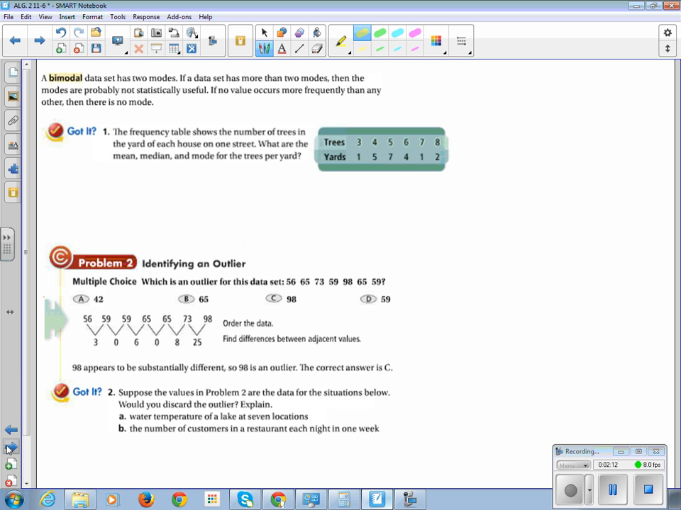Make sure you write down: a bimodal data set has two modes. If a data set has more than two modes, then the modes are probably not statistically useful. If no value occurs more frequently than any other, there is no mode. So it has to occur. If every data point occurs twice, no mode. So just something to keep your eye on. It doesn't occur very often, but every now and again I'll see an answer where there's no mode.